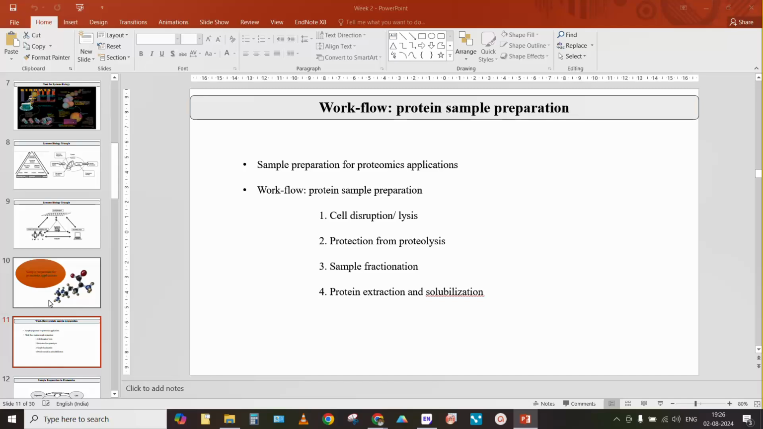An ideal sample preparation will ensure that you have all the proteins present in the sample without different types of contamination. Contamination is a very important factor while preparing samples for proteomics or protein extraction. Different contaminations include nucleic acids, salts, and other interfering components.